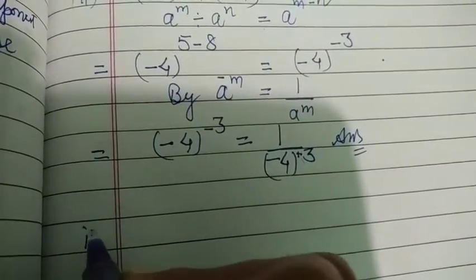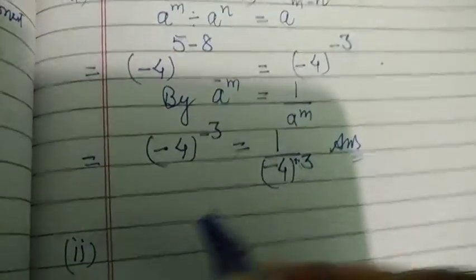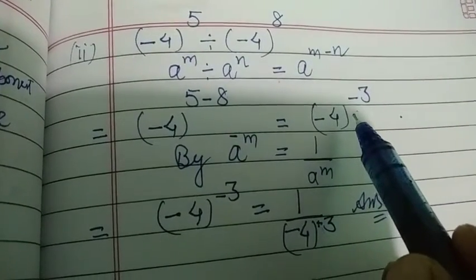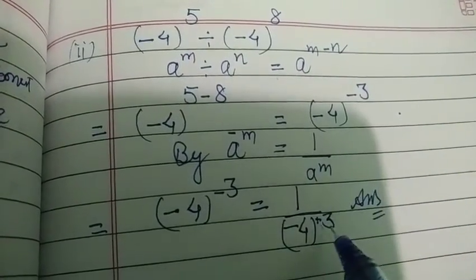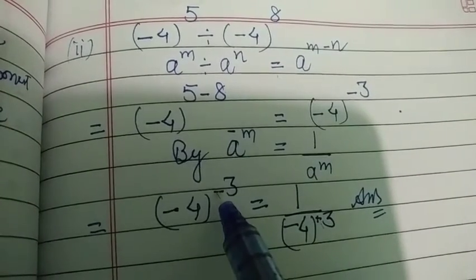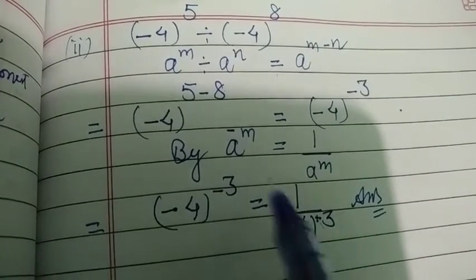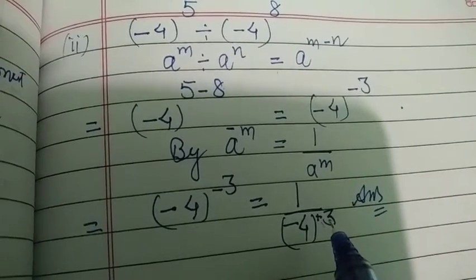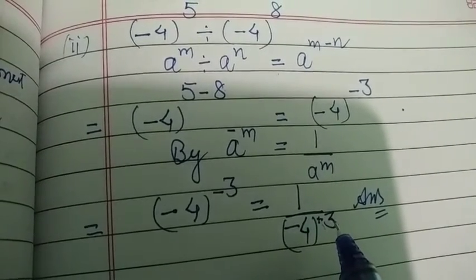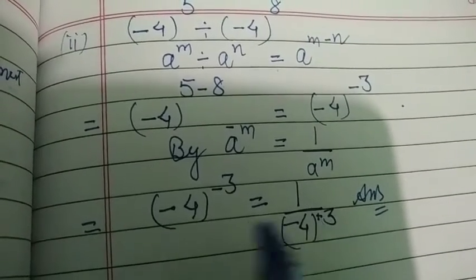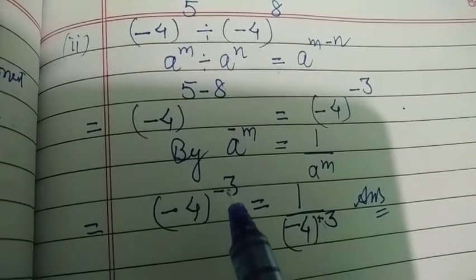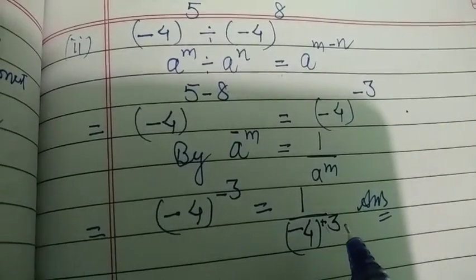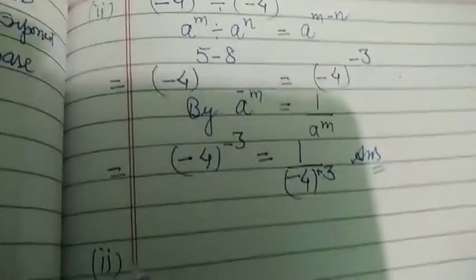Now let us do the second part. Firstly, we have simplified it, and then we have changed this into positive power because we got the result in negative power here, and in the question we have been asked to write the power in positive exponent. So we have changed this negative exponent into positive exponent by using the rule.